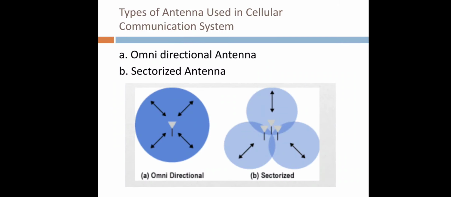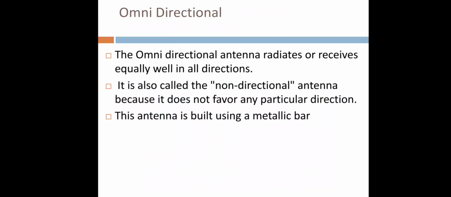mobile instruments. Types of antenna used in GSM. There are two types of antenna: omnidirectional antenna and sectorized antenna. As shown in the figure, the omnidirectional antenna radiates energy in all directions, but the sectorized antenna radiates the energy in a particular direction. The omnidirectional antenna radiates and receives equally well in all directions. It is also called the non-directional antenna because it does not favor any particular direction.